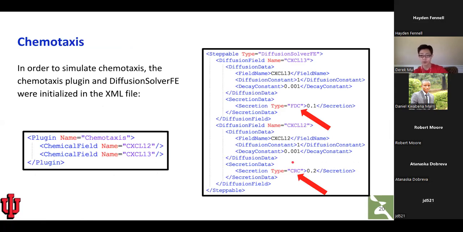And in order to simulate chemotaxis, the chemotaxis plugin was initialized in the XML file. The CXCL13 was secreted by FTCs in the light zone, and CXCL12 was secreted by CRCs in the dark zone. And this basically just meant that the B cells would follow the CXCL12 gradient to go towards the dark zone on the left, and conversely follow the CXCL13 gradient to go towards the light zone on the right.